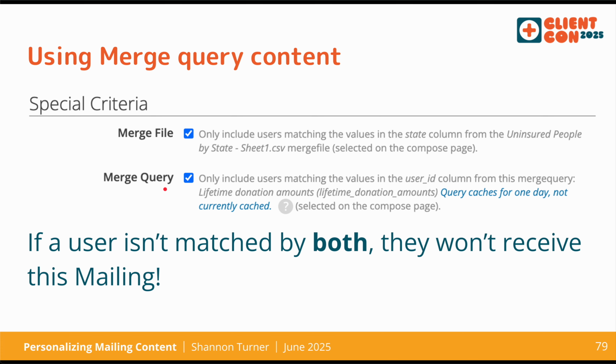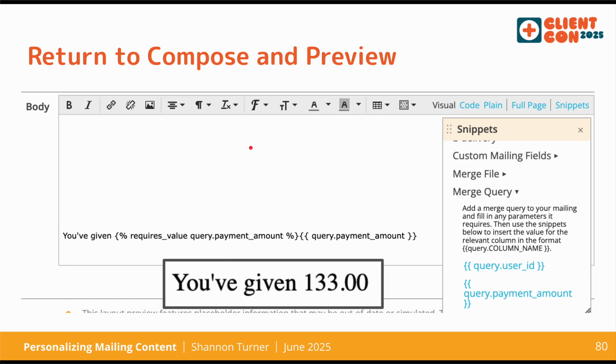But generally speaking, if you have a special criteria box for your merge files or queries, you almost always want to check the box and you want to use your normal targeting as well. So now we've saved our targeting, we return to the compose screen, we preview, and now we see the correct amount as we expect.